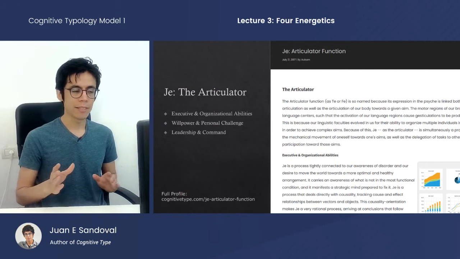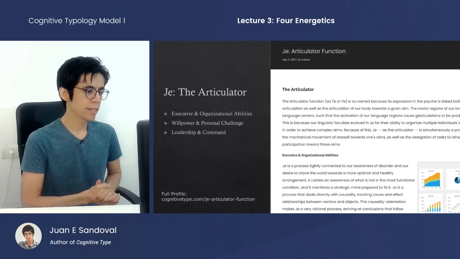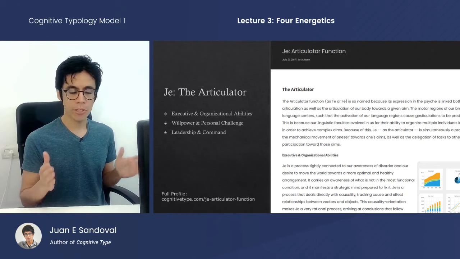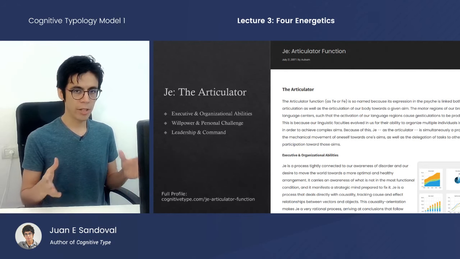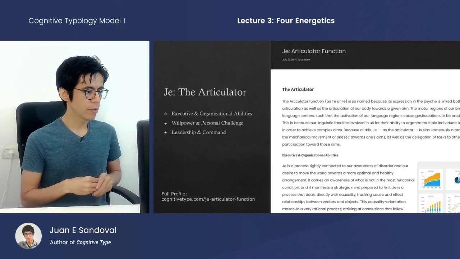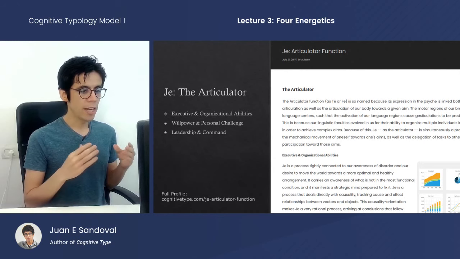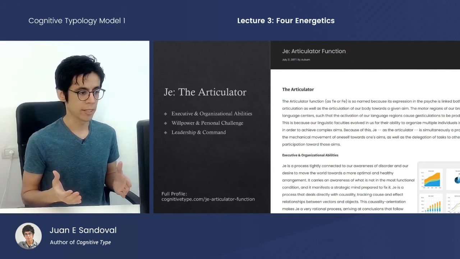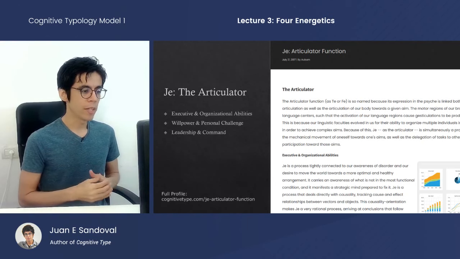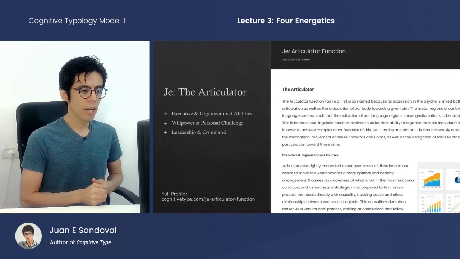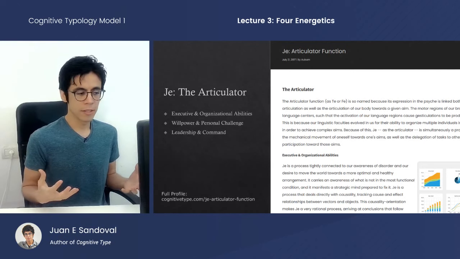Okay, so remember before I said that this Vultology corresponds to its own psychology. Well, this is what that psychology looks like. This is a written profile, which you could find at the link on the screen. But for the sake of summarizing, we can boil it down to these bullet points you see here. So in a sense, if you have this Vultology, which we just went over, there's a high probability that you will have executive abilities and organizational abilities, a focus on willpower, a thirst for personal challenge, leadership tendencies, and a comfort with being in command.